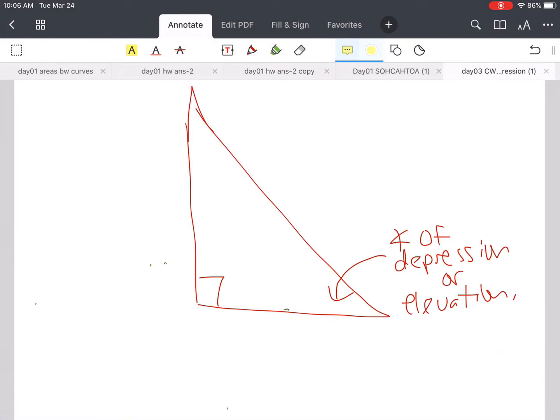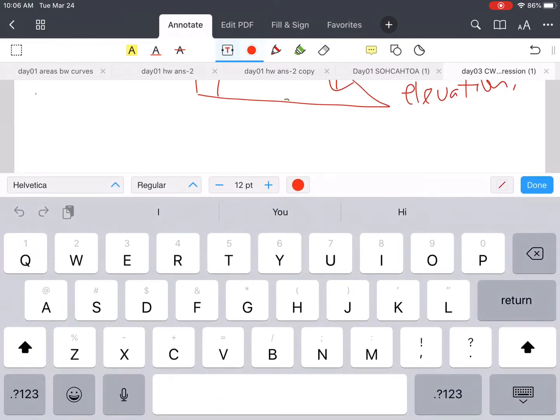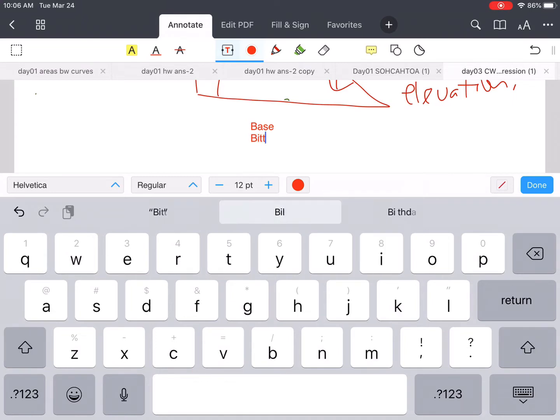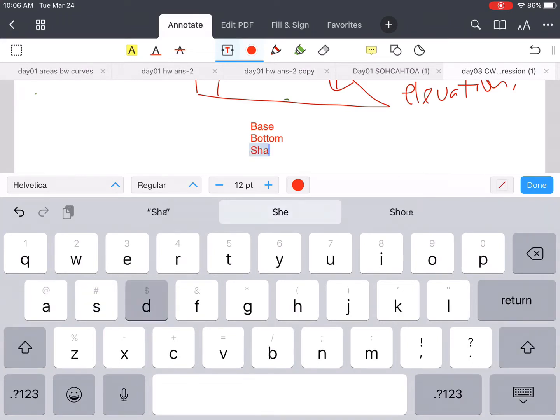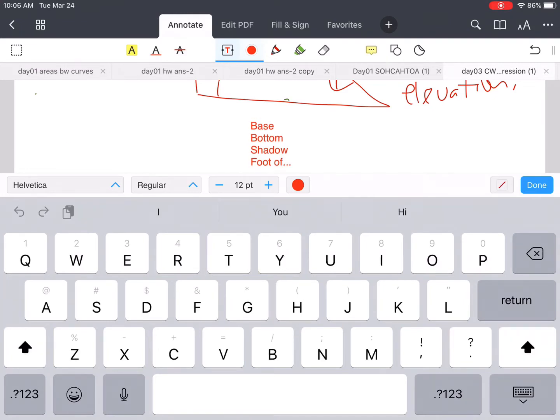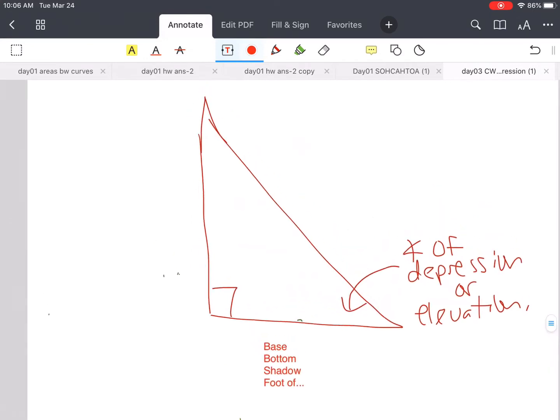Let's stop that. I was going to put in some text here. Like base is often a word that goes here. It's also the word bottom. Not always, you just got to be careful. But there are certain words that go well in this area. Shadow is often here. Foot of the ladder or something. So those are words that go down there, okay? So that's good to put there.